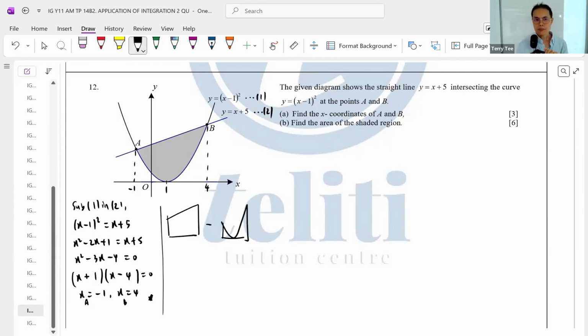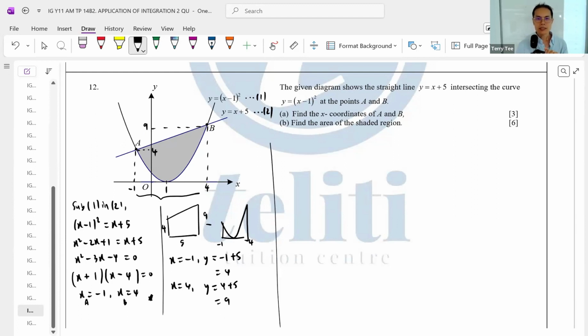Now, your trapezium, we already know this measurement. If you measure from here to here, 4 minus minus 1 is 5. Your y value you need to find. When your x is -1, what's your y? You can sub inside equation 1 or equation 2. I like equation 2 because it's easier. So when x is 4, your y is 4 plus 5. The answer is 9. So your y-coordinate of point B is 9. So this is from 4 to 9. And your limit here is from -1 to 4.